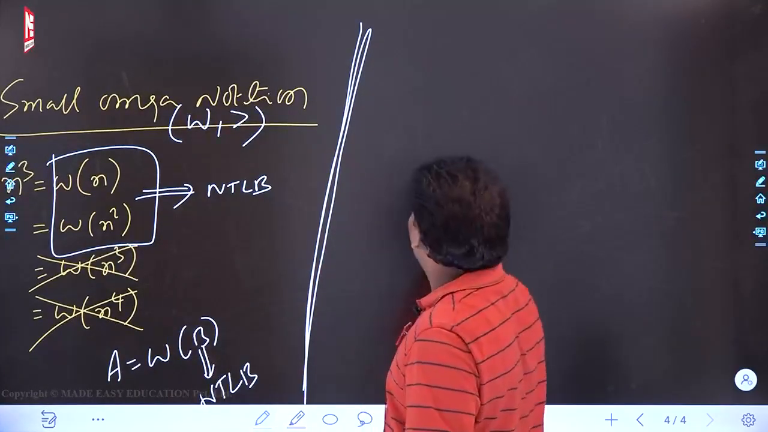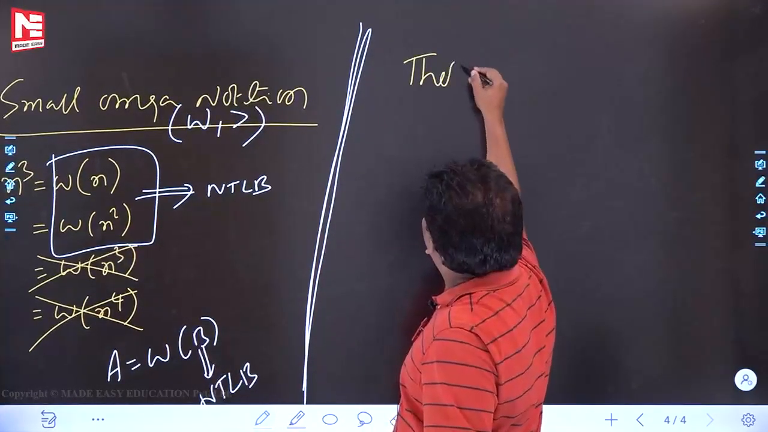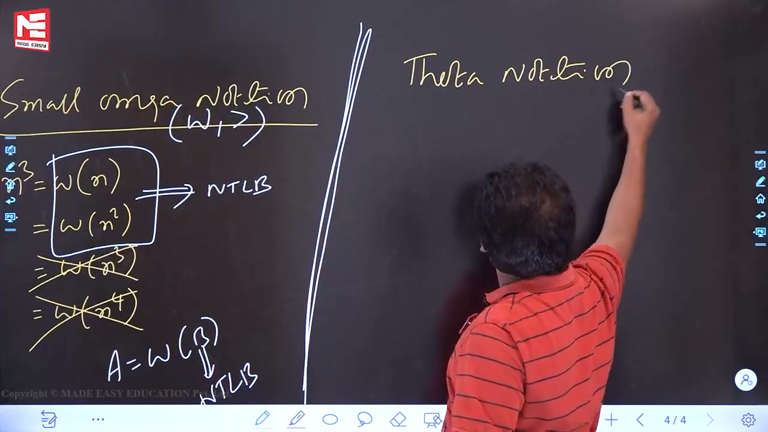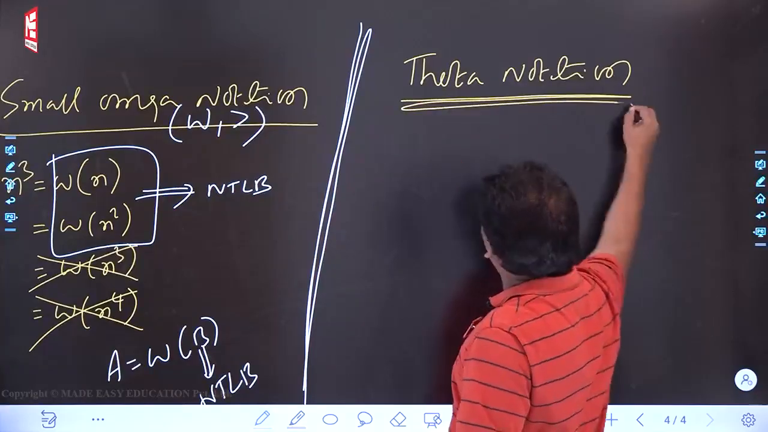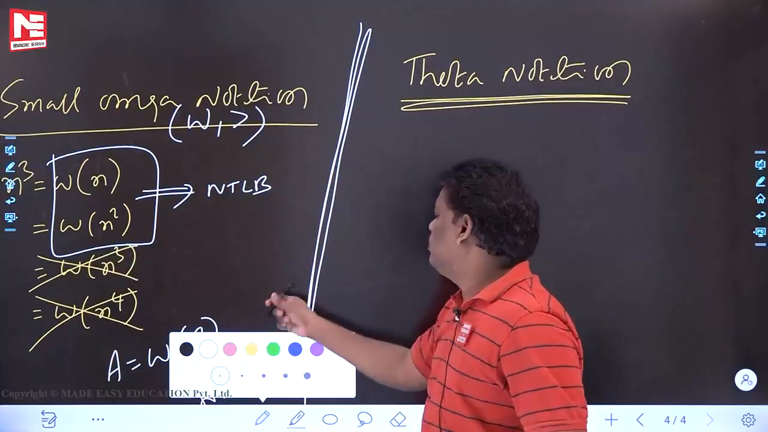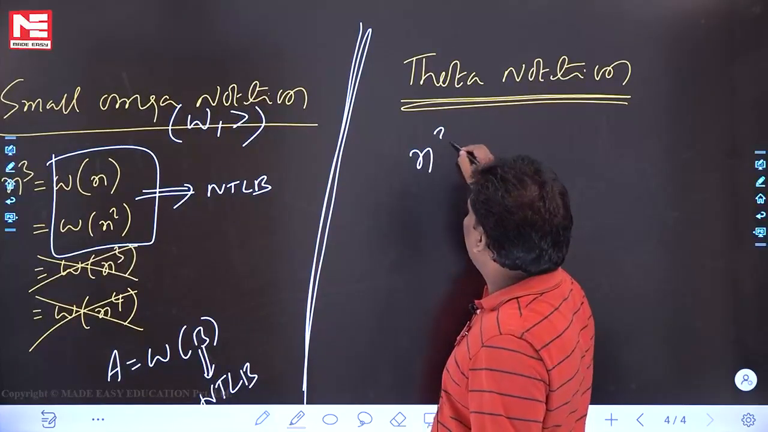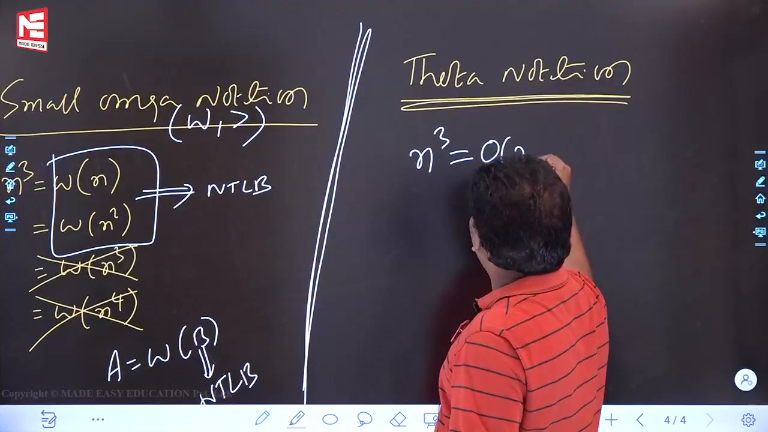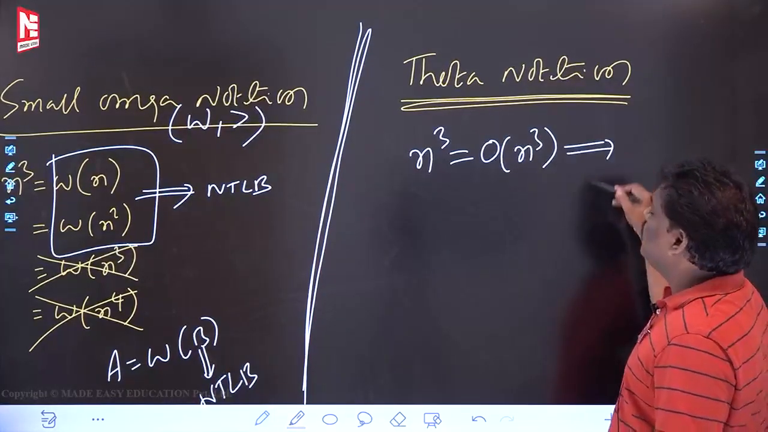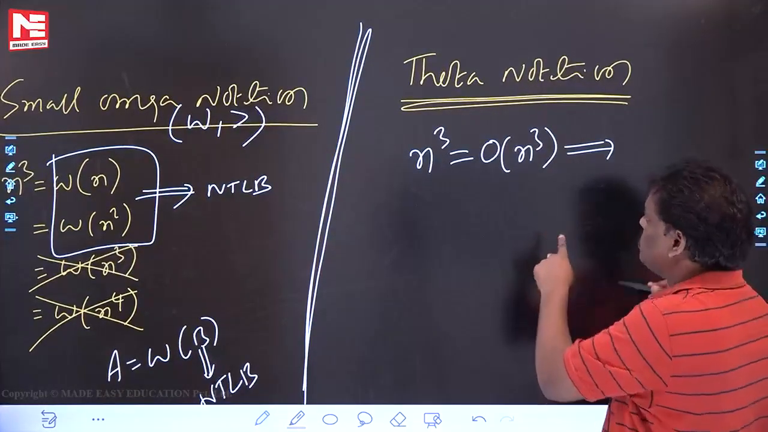See this also, theta notation. Everyone fine? Let's see this symbol also. Only a small line. See this, theta notation. Can you help me? Is this right or wrong? N cube is big O of n cube. Right or wrong? What is the meaning of this line? N cube is big O of n cube means, what is the answer?